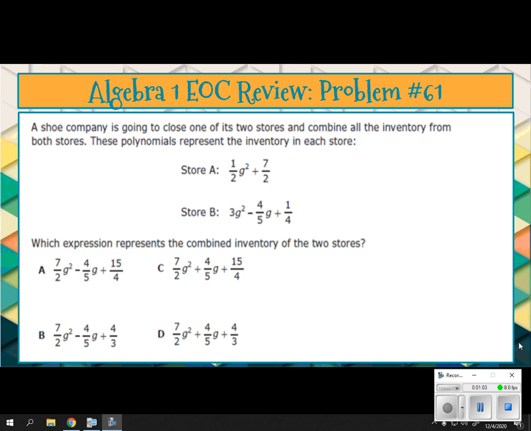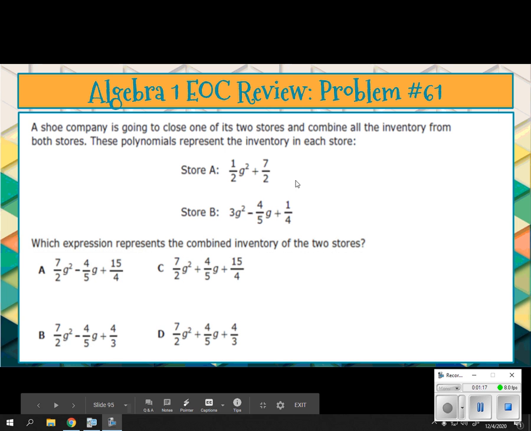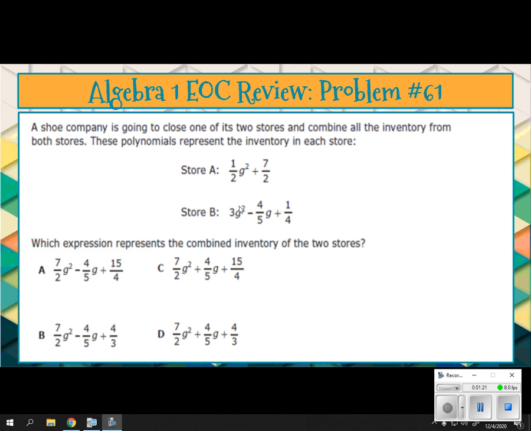Here's problem number 61. Alright, so we have things with fractions. It's going to be okay. You are combining the inventory of the two stores, so they want you to add these pieces together. So if I have a 3g squared and a 1/2 g squared, that's going to end up being 3.5 or 7/2 g squared. Notice they all have 7/2 g squareds.